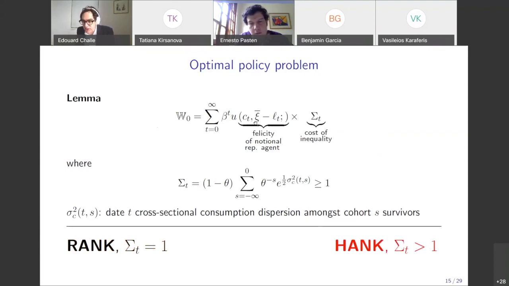Under agent heterogeneity, this big sigma t is going to be hovering above 1, in response to fluctuations in the aggregate state, and the planner will be less happy as a result.